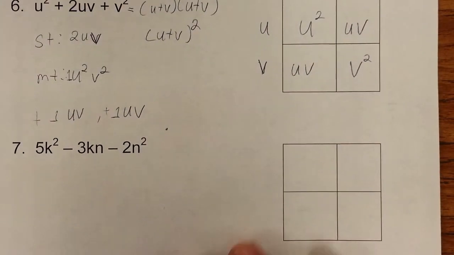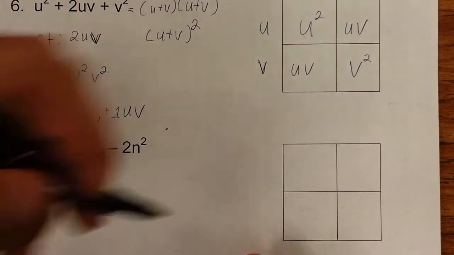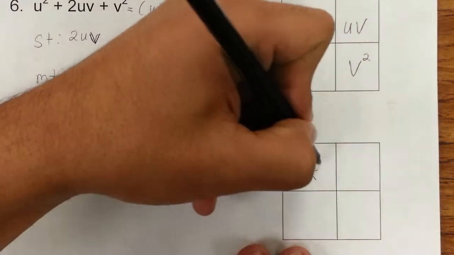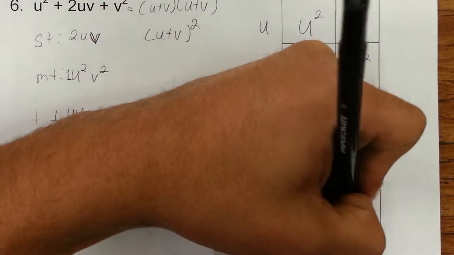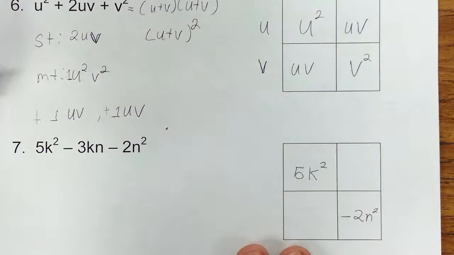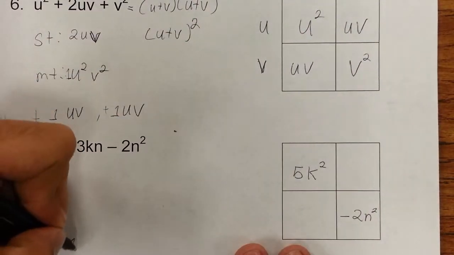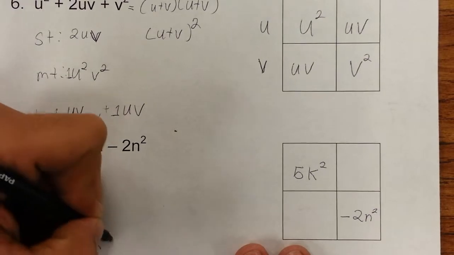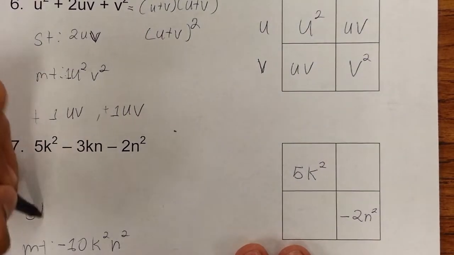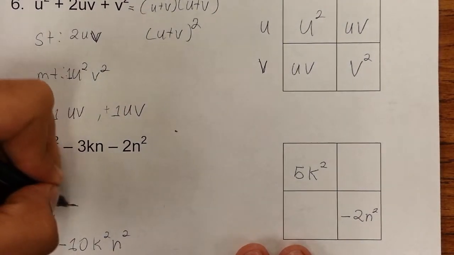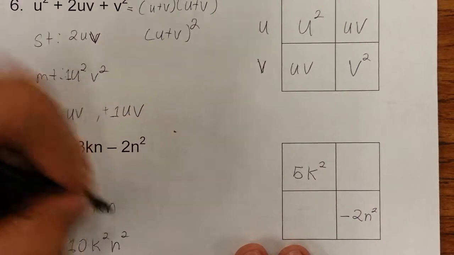Finally, let's look at number 7. We fill in what we know. We've got the 5k squared and then a negative 2n squared. So we multiply, the product of the diagonals, we've got a negative 10k squared n squared, and it needs to sum up to the middle term, which in this case is negative 3kn.